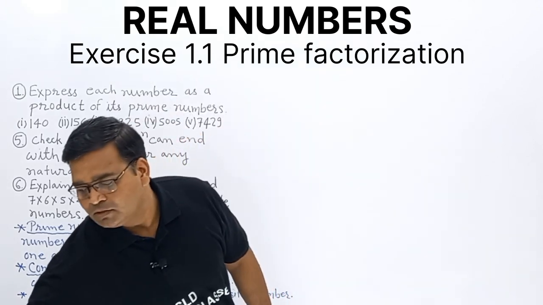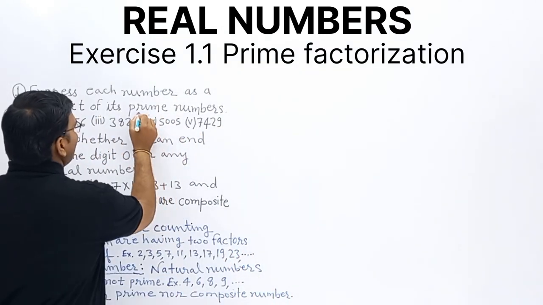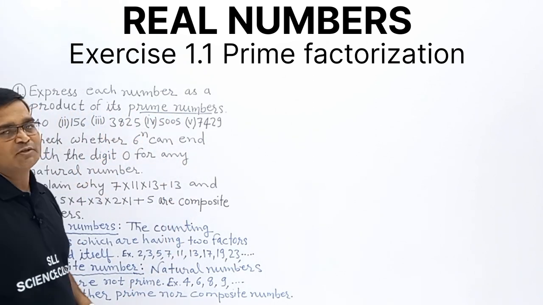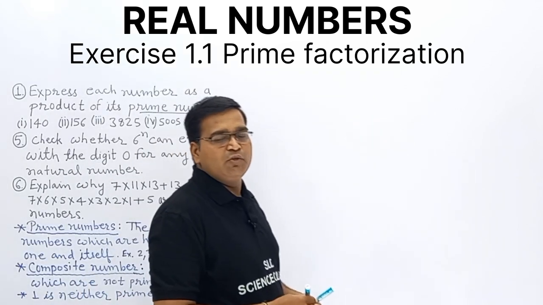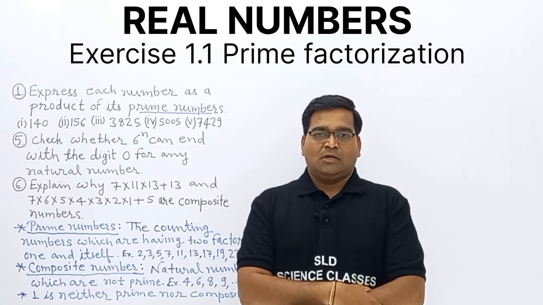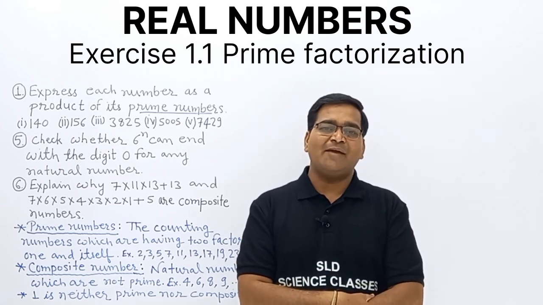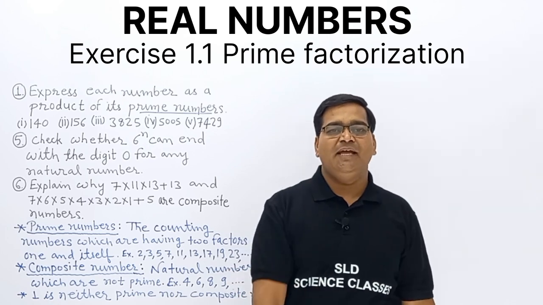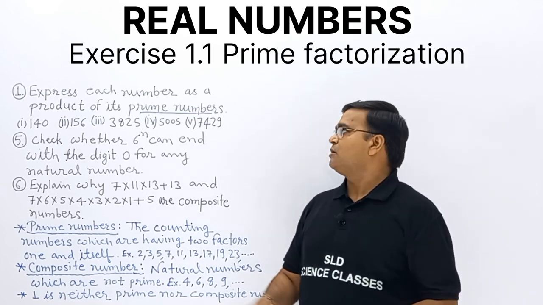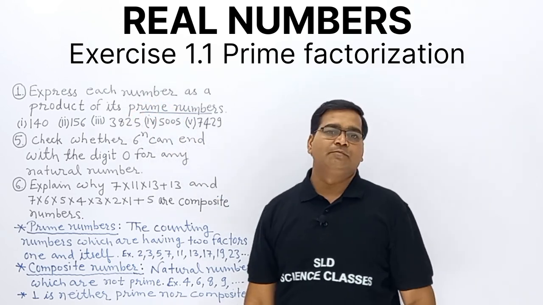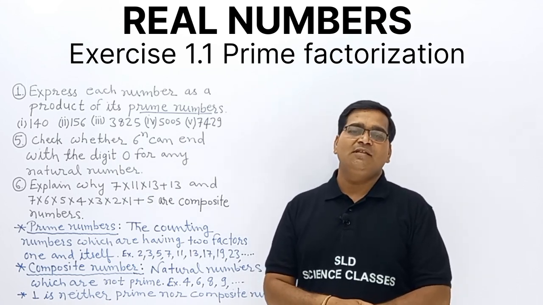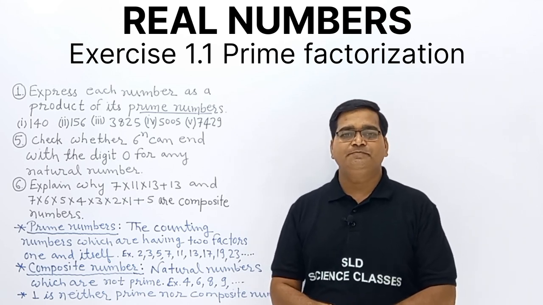What do we want? We want prime factors. We want prime numbers. So for finding the prime factors of these numbers, what method are we using? That is the prime factorization method. So before starting prime factorization, first I want to explain prime numbers and composite numbers. We must know this, then we can understand this topic.